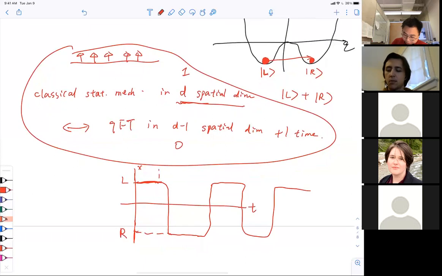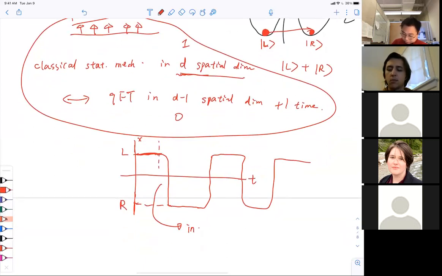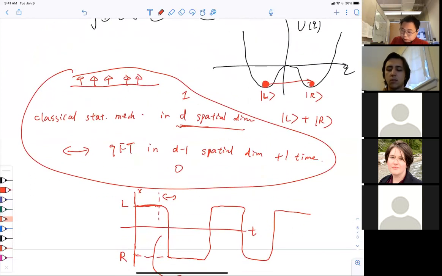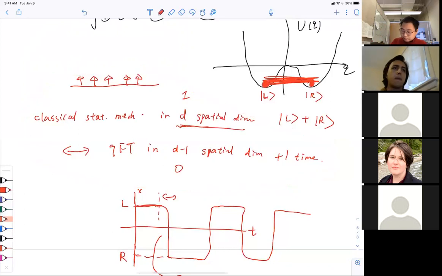By the way, this is also a soliton solution, and people call it instanton. The reason is because it's a solution localized in the time domain, so it's called instanton. So this particle will tunnel back and forth. After some time, you can imagine it will form a state like cat L plus cat R, right?